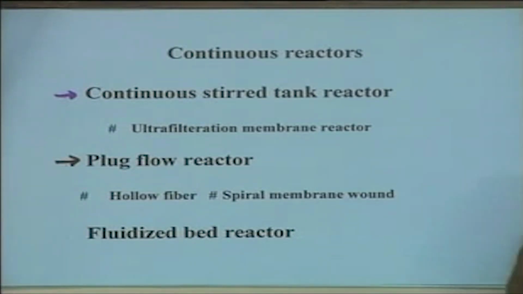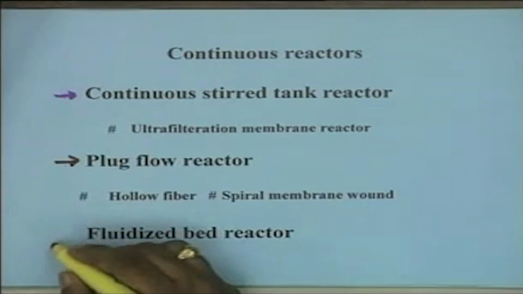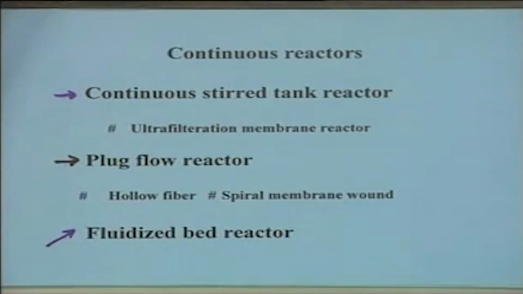The third category of the continuous reactors is the fluidized bed reactor. They are essentially somewhere in between the continuous stirred tank reactor and the plug flow reactor. Basically, you put the substrate feed in at a speed high enough to lift the bed, or fluidize the bed, but not allow the catalyst particles to go out of the reactor.